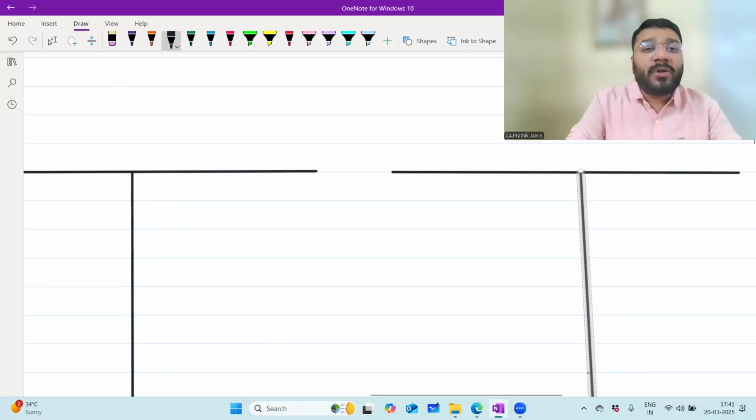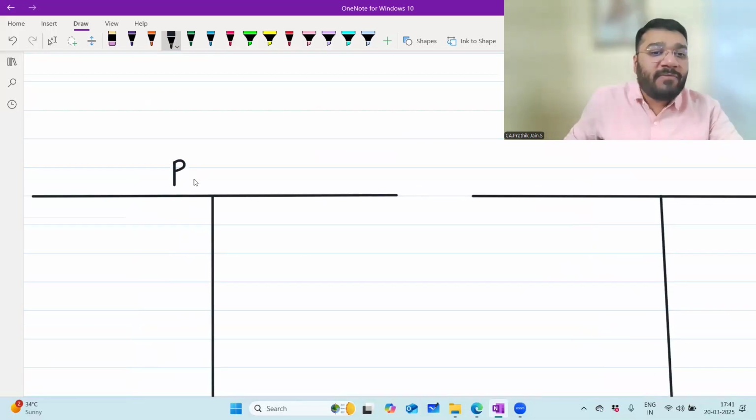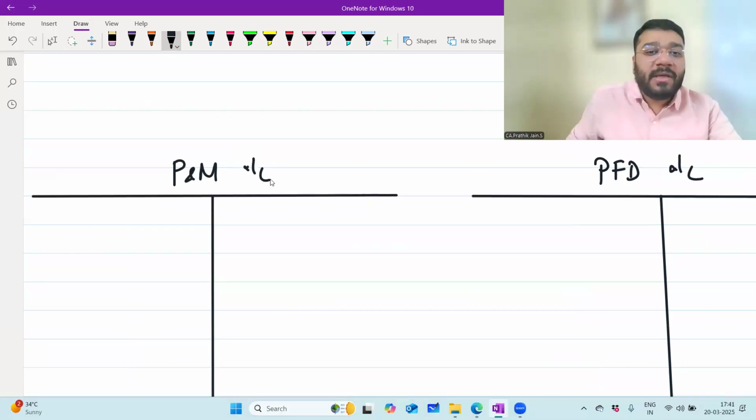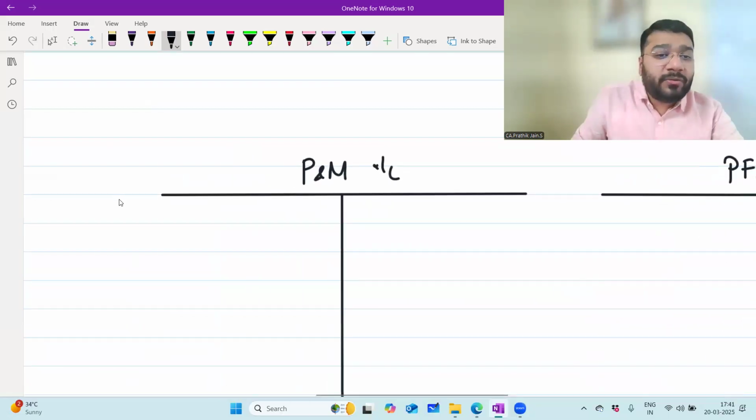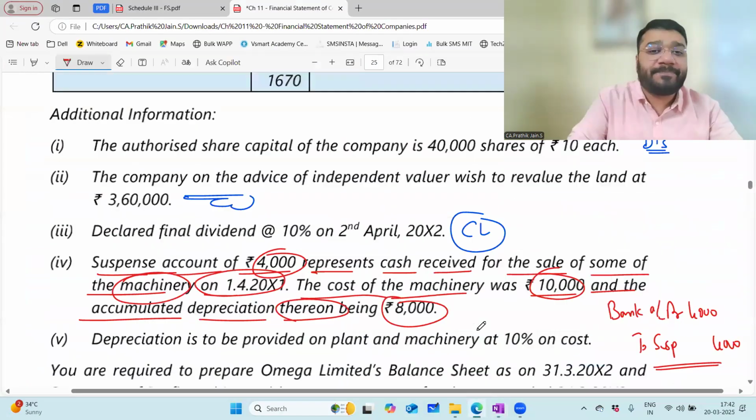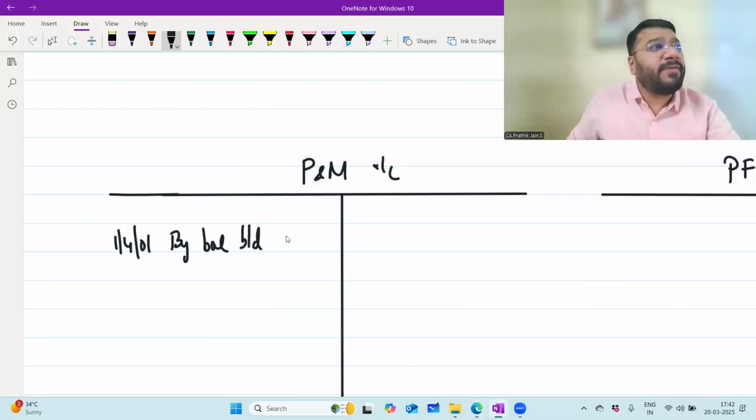Now, two ledgers have been opened. What do you think these two ledgers are for? One is the plant and machinery account. One is the provision for depreciation of the machinery. Can you please tell me the opening balance of the plant and machinery account, which is on 1/4/2001, by balance brought down? What is the P&M at cost? Sir, 770. Can I add fully 7,70,000 or 770? 770 also? Okay, to save time, I'll write 770, no problem.